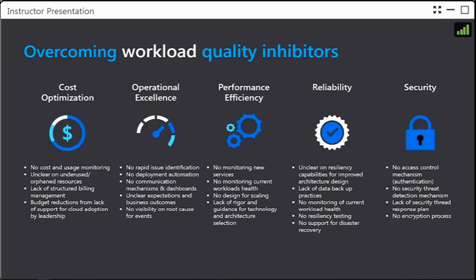Performance efficiency. No monitoring of new services, no monitoring of current workloads' health, lack of rigor and guidance for technology and architecture selection. You want to put some thought into how you're choosing particular services to use in your workload and how you're architecting those solutions.